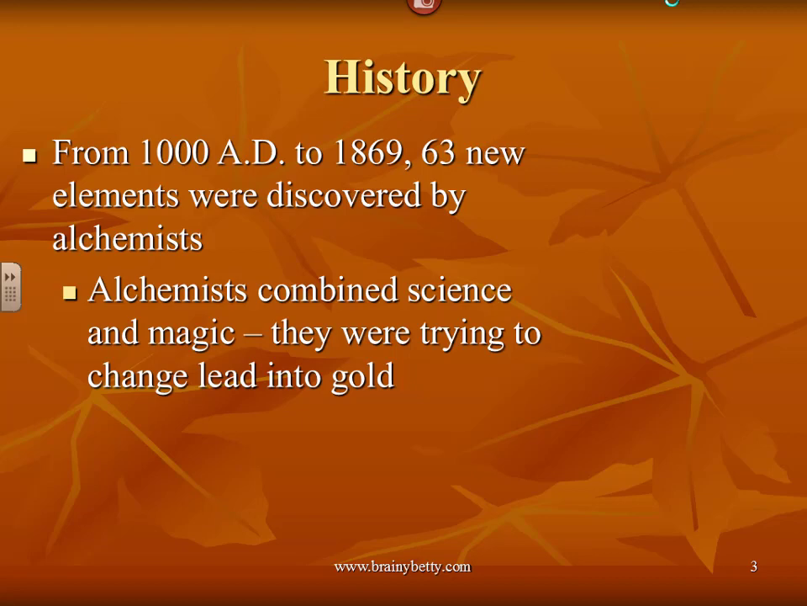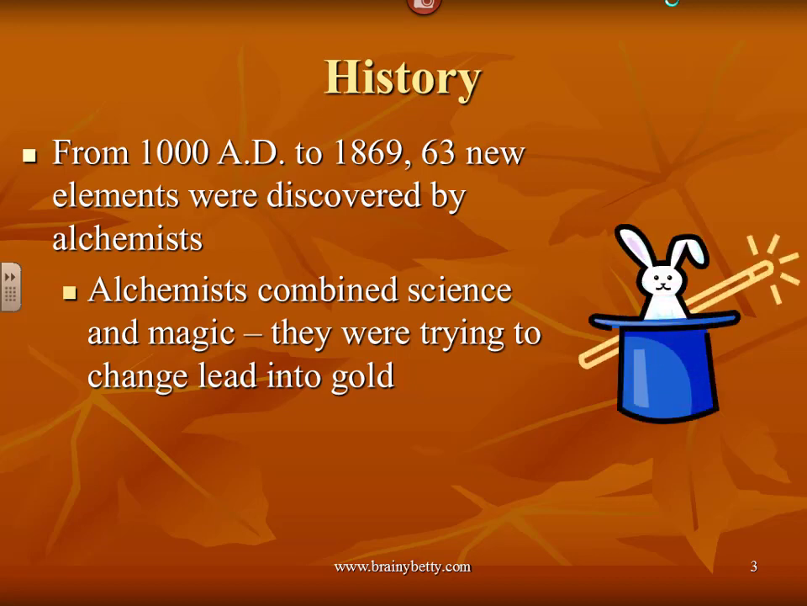Alchemists were ultimately trying to take lead, which was very abundant and very common, and see if they could change it into gold. Because of course if they could change it into gold, then they'd be rich, and they'd never have to worry about money again. So they were combining whatever science they knew at the time with other things that they believed in, which we would probably classify as magic now, and change lead into gold.